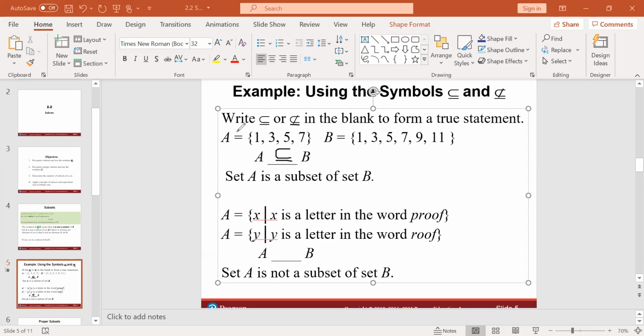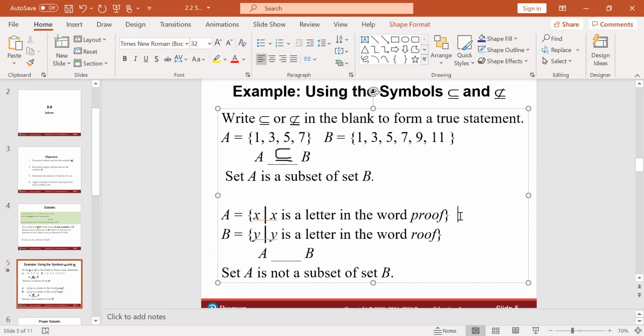Now, here, this is just bad. The set A is the set of all x such that x is a letter in the word proof. So the set A is really just the letters P, R, O, F. You don't need 2 O's in there. The set B is all y such that y is a letter in the word roof. So the set B is just the letters R, O, and F.